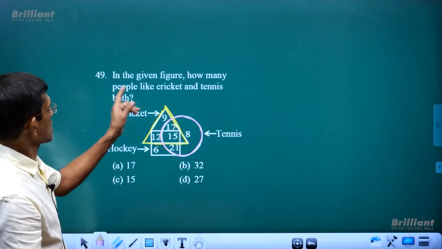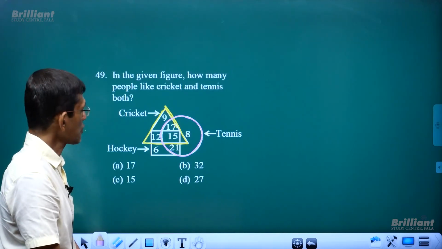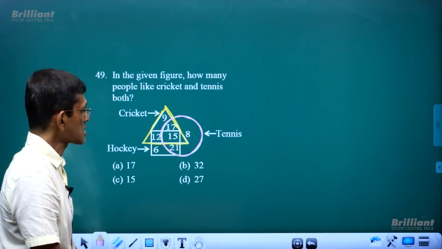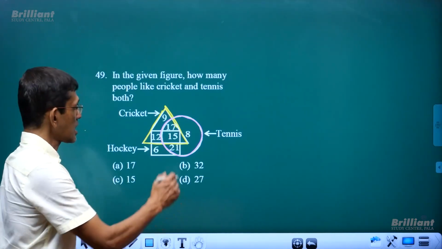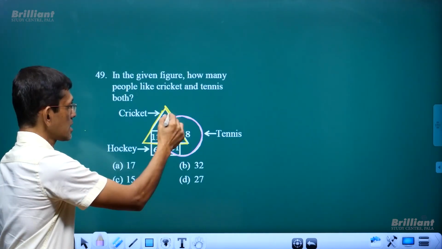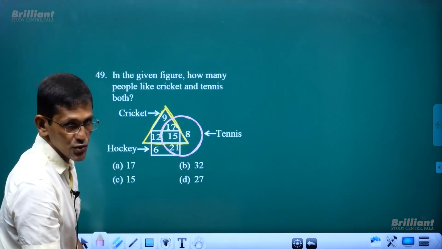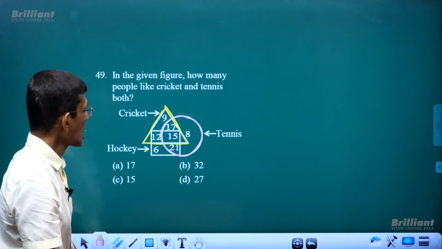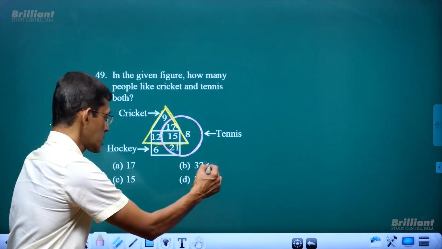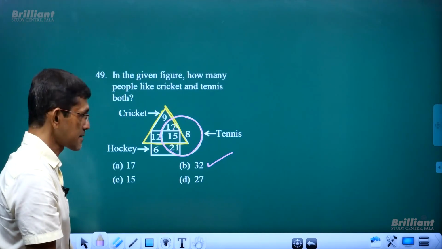Now the question is, how many people like cricket and tennis both? Cricket and tennis is the intersection of the yellow line and this pink line. So you can see that inside pink and yellow, there are 17 and 15. So those people, 17 plus 15, like both. 17 plus 15 is 32. So 32 people like cricket and tennis.